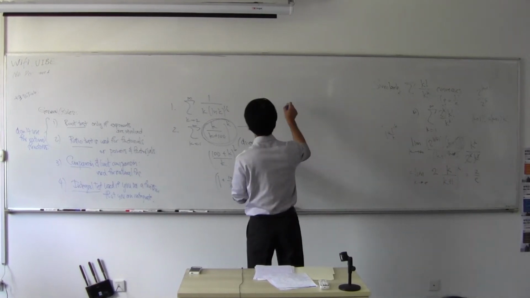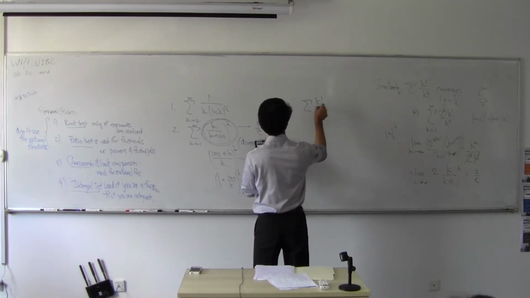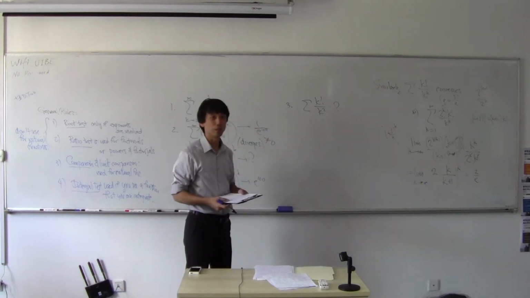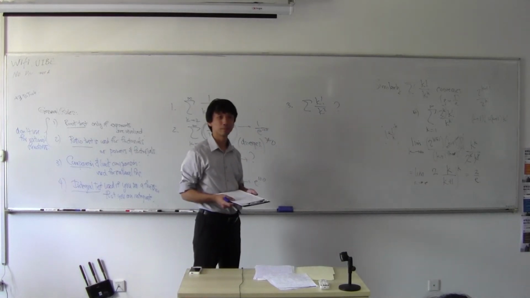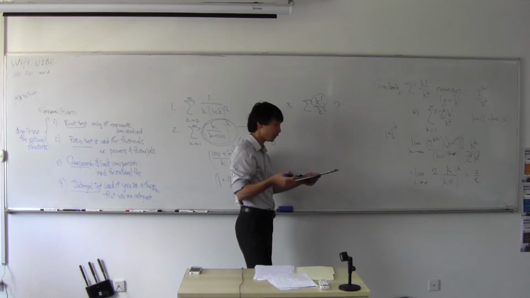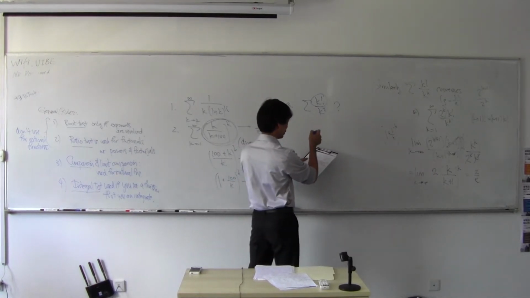Okay. If you see something like k factorial over k squared, what are you going to use? Ratio test, because you see the factorial. Whenever you see the factorial, you know that ratio is probably your only thing to do.